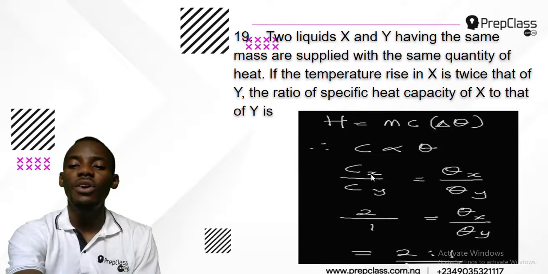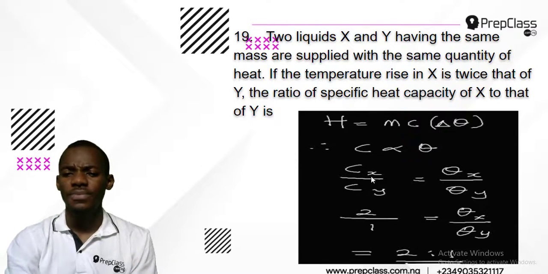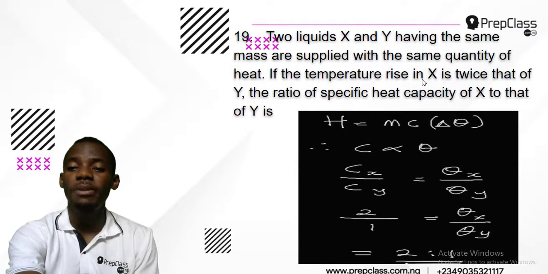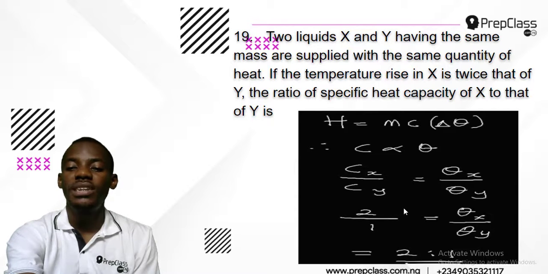But they say that for the first one, what will be the specific heat capacity of X to Y? We were told that the temperature rise between X and Y is 2:1, right? If the temperature rise in X is twice, so X is 2 and Y is 1, then what will now be the specific heat capacity of X to Y? It will just be the same, 2:1.